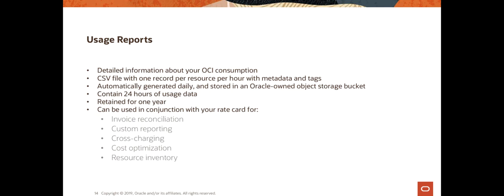Any resource such as an instance you're using, any object storage bucket, any VNet, any database that you're using in OCI, you get one row for each resource, and it is per hour. So one row per hour for each resource, along with relevant information like consumption, any metadata that you have in there, and tags that you have.